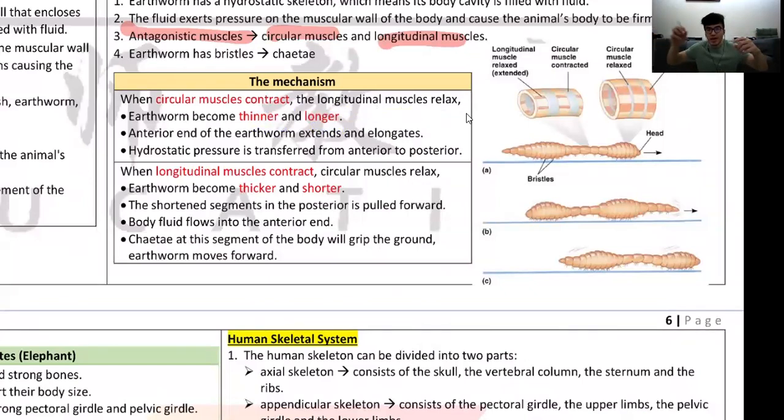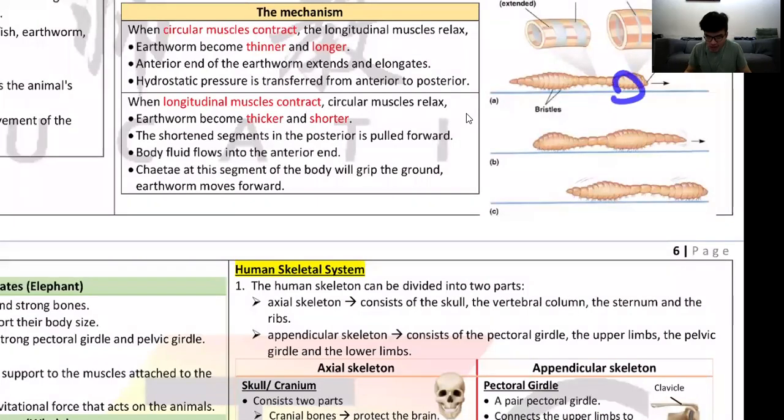And then when they are in front, they need to hook themselves to the ground. They use something called chaeta. Why? Because if I go forward and I don't hook myself to the ground, when I become short and fat, I'll just pull myself back. It doesn't make sense. It's like you crawling forward. You need to use your hand to hook in front so that you can pull your body forward. That's how worms work.